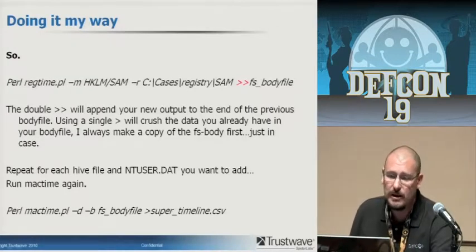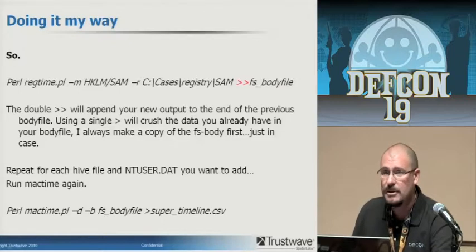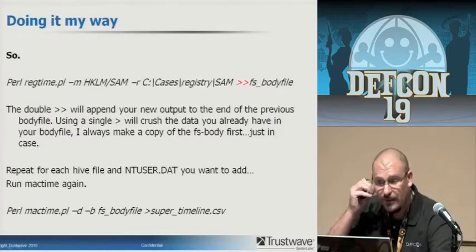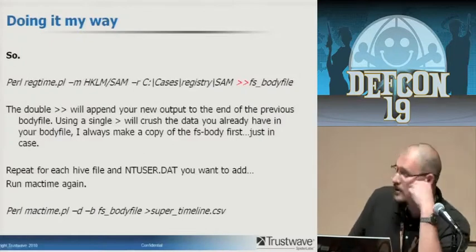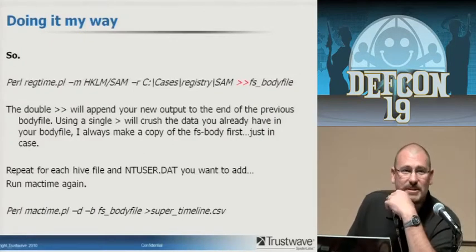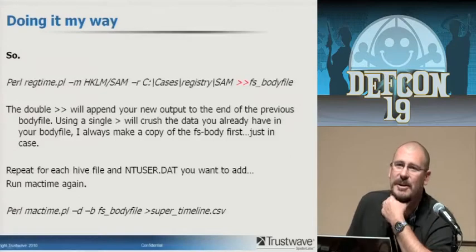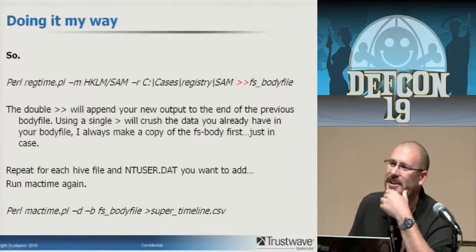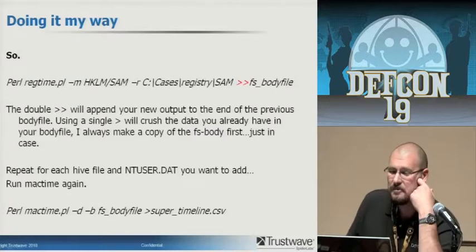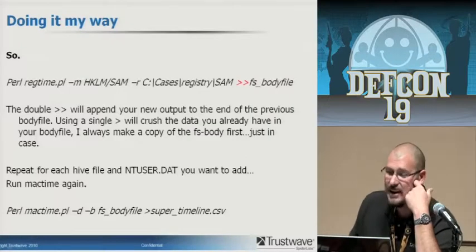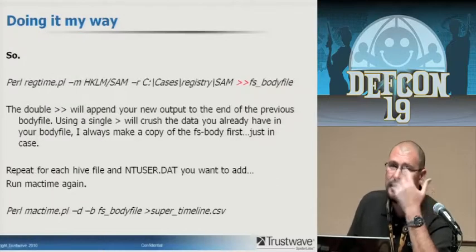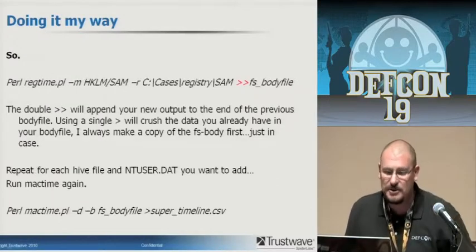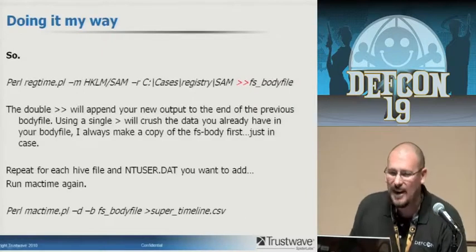Perl regtime.pl -m, same command, recursively, and then you point it at that actual hive file. C case is registry SAM in this case, and then you append it to that body file. And this is kind of important. Notice there's two greater than symbols there. Use one and you truncate your whole file. So it's kind of important to make sure that you append and not truncate all the work you just did. Using a single will crush the data, and always make a copy of the body file before you start messing around. It's just good practice, just in case, because it happens.